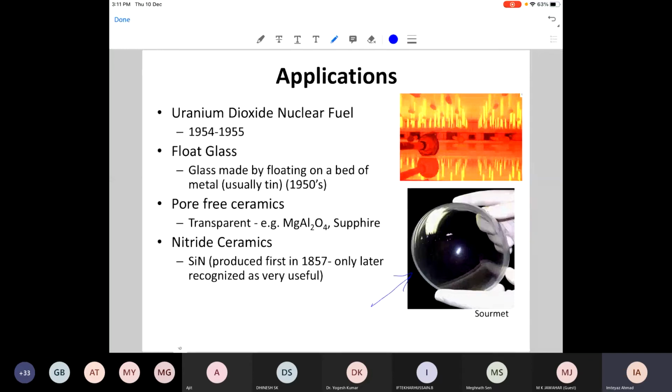Then you have silicon nitride ceramics. These are also very high-end ceramics used in the aerospace industry. Silicon nitride is also used in solar cells for anti-reflection coatings.